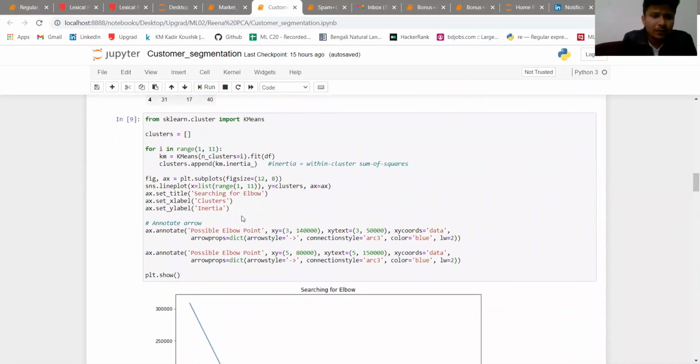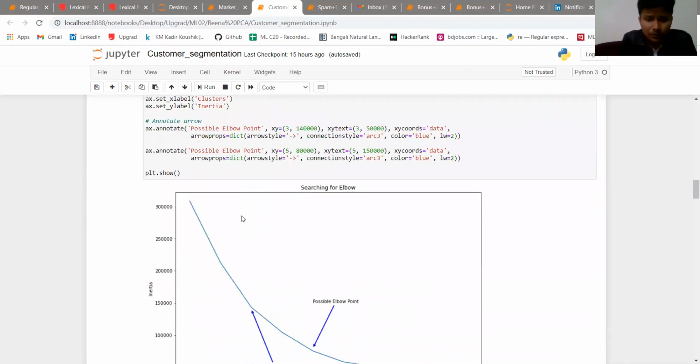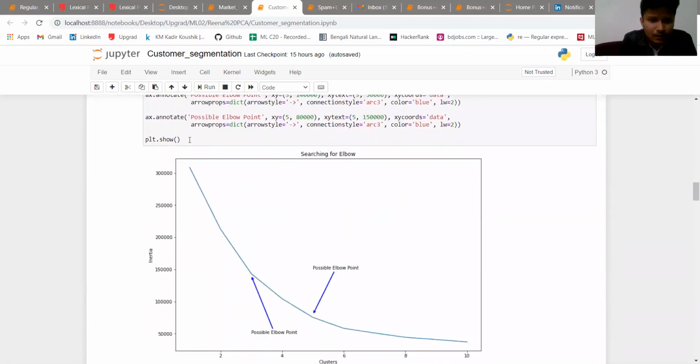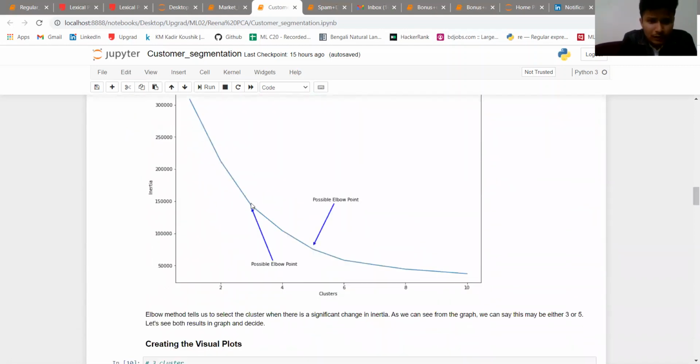Before starting with the k-means algorithm, we'll have to determine how many clusters we want to take. For that, we are plotting an elbow graph. This is the code behind it. Now after plotting the elbow graph, we have to choose how many clusters we should take, whether 2 clusters, 3 clusters, 4 or 5.